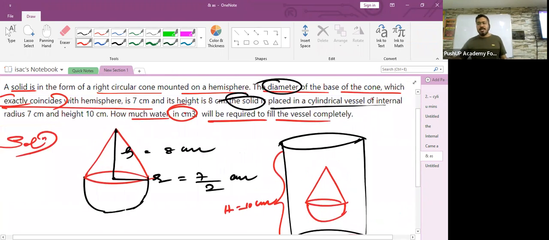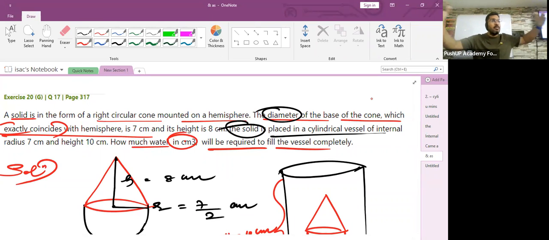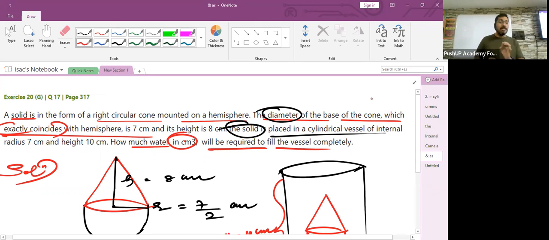So children, if you notice, there was a small change in the way they framed the question. When you are dropping this solid into the container, was the container having water inside it? No. The cylinder was empty, isn't it? After dropping the solid into the cylindrical container, they are asking us to fill it with water.